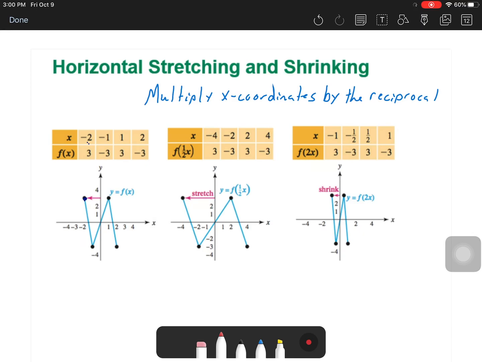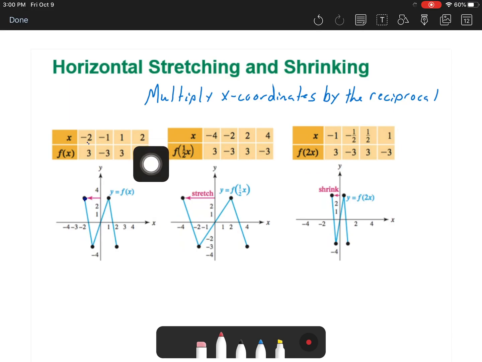Okay, horizontal stretching and shrinking. Any of the horizontal transformations, whether it's shifting left or right, or horizontal stretching or shrinking, kind of has the opposite effect. You've got to be thinking opposite in a way. What I mean by that is, within the function itself, if you have f of 1/2 x, so it's inside the parentheses and multiplied by the x in there, then what that means is that you actually are multiplying all the x coordinates by the reciprocal of whatever that coefficient on your x's would be.